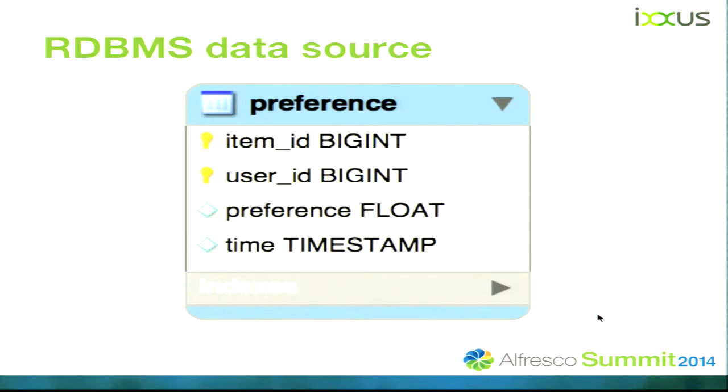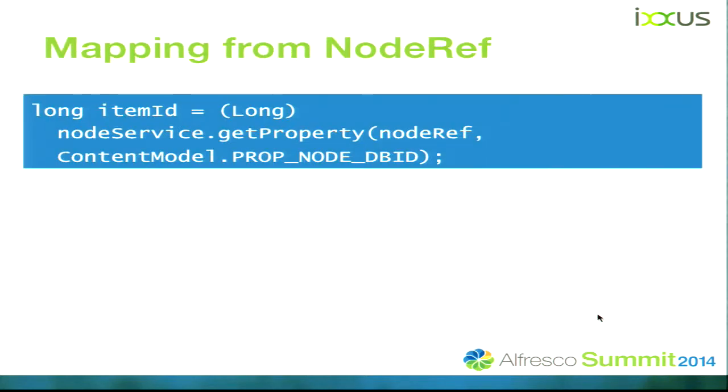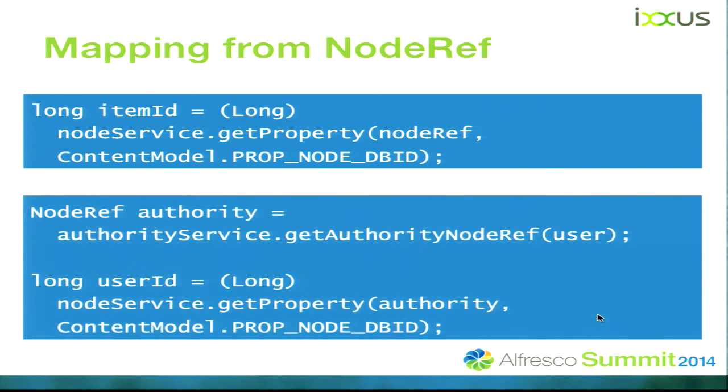Within Alfresco, obviously, we have to map from a node reference to get the item ID. So we can do that using the node service and just reusing the database ID. For the user, there's an extra step involved because we actually have to pull the authority node reference from the user information before we do exactly the same thing and get their DB ID.